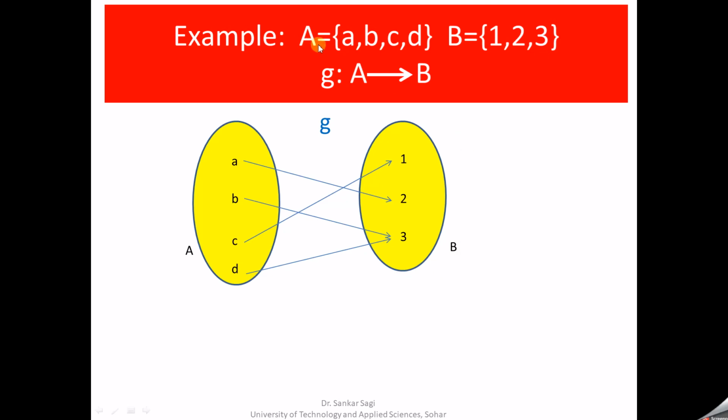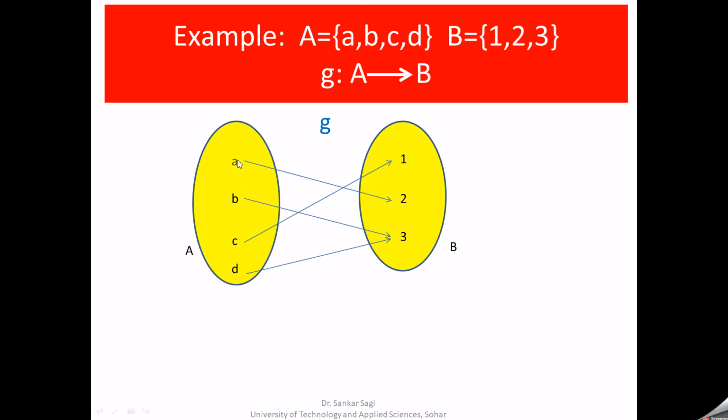Take the set A equal to {a, b, c, d} and B equal to {1, 2, 3}. And G is defined this way. a is mapped to 2, b is mapped to 3, c is mapped to 1 and d is mapped to 3. So is G a function? Again we look at the definition. Each element of the first set should have images and those images should be unique.